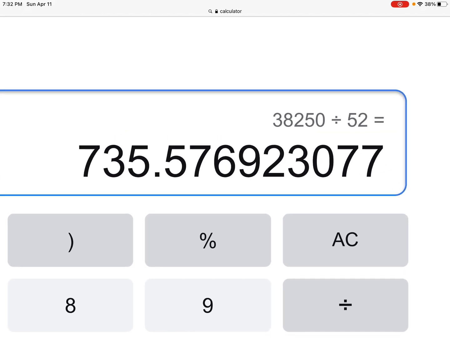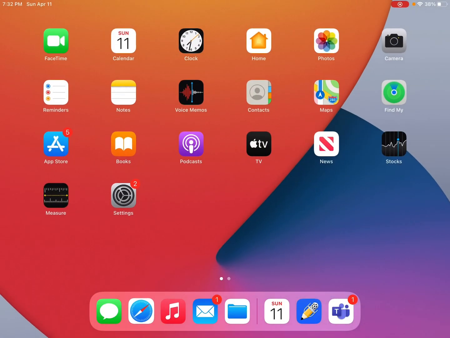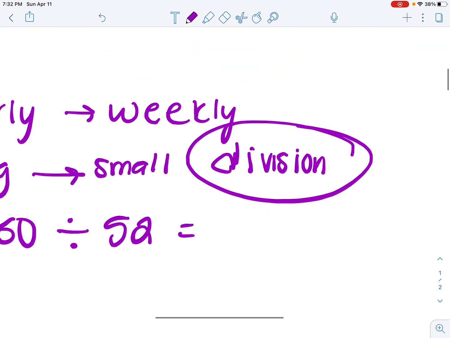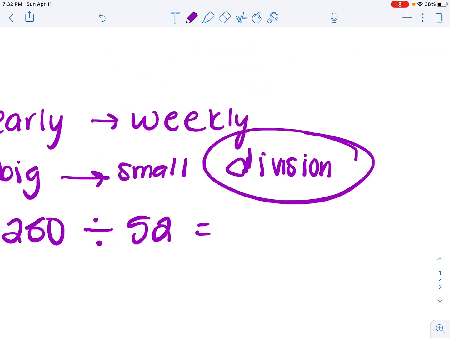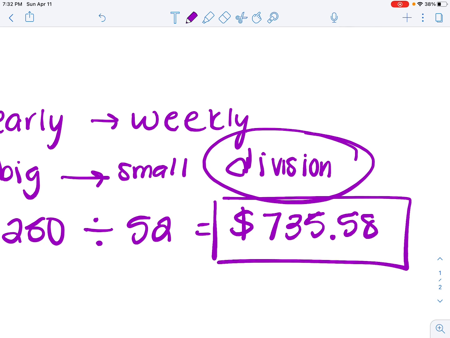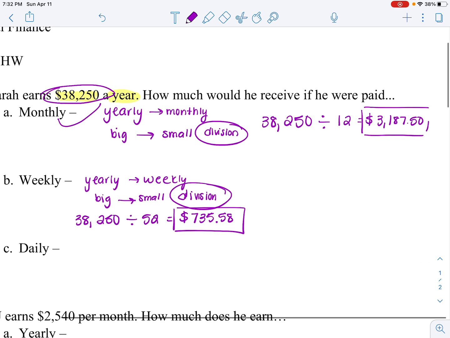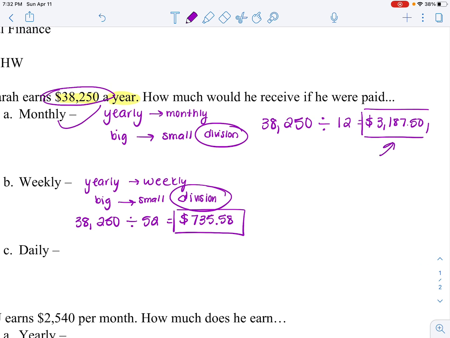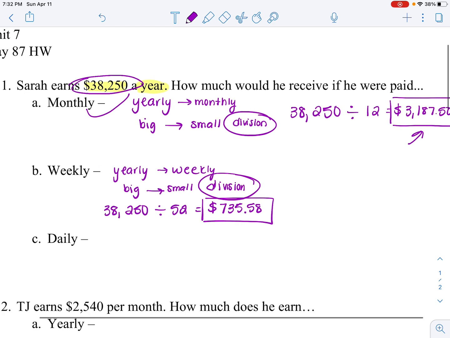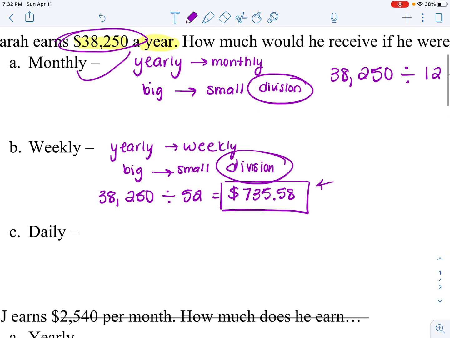We're not going to write this whole thing out. We're just going to use a couple of numbers. So I'm just going to write down $735.58. Okay, so in 1 year, Sarah makes 38,250. In 1 month, she makes $3,187.50. And in 1 week, she makes $735.58.